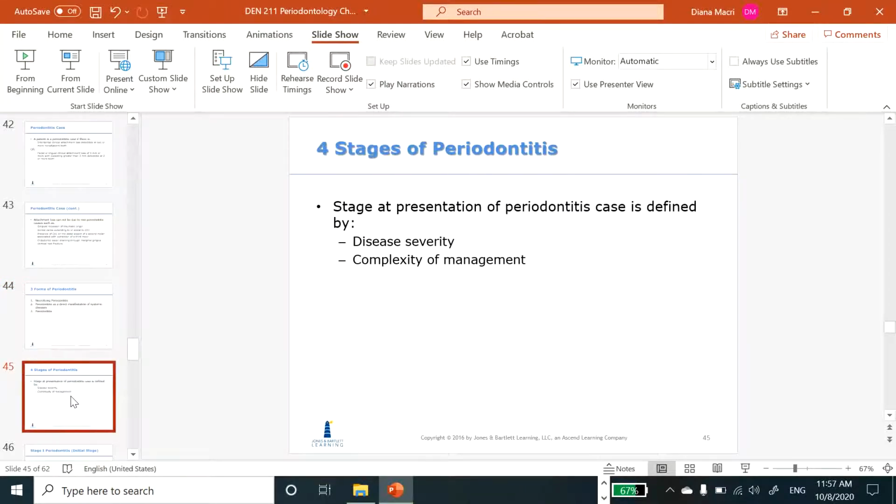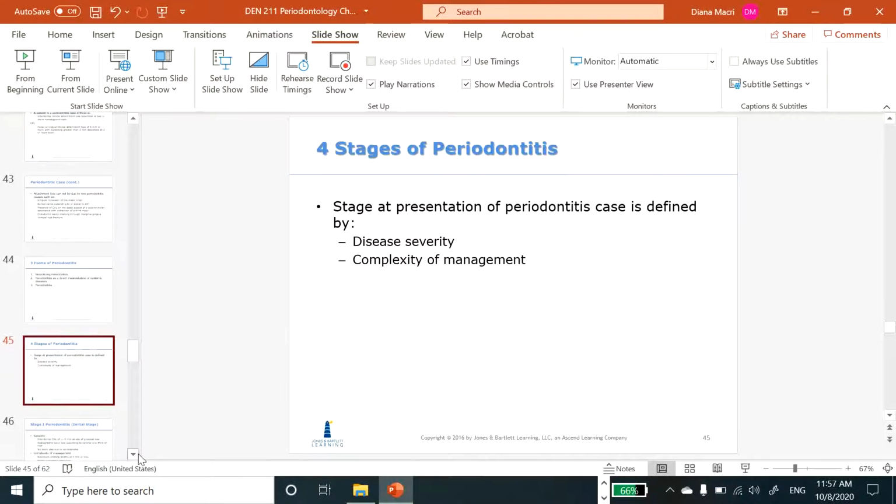So the 4 stages of periodontitis. This is it, people. We're going to identify periodontitis. We need to talk about extent. Remember, extent refers to localized or generalized. We need to give our patient a stage, and we need to give our patient a grade. Stage at presentation of periodontitis is defined by the severity, how many of the sites are affected, and complexity of management. I'm going to explain this a little bit more.